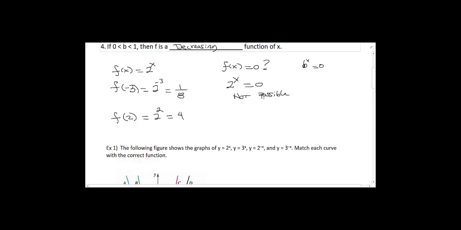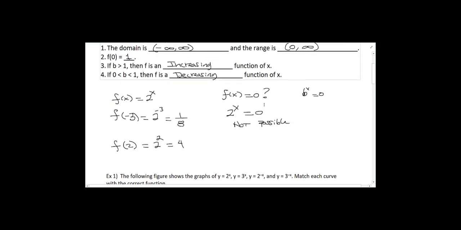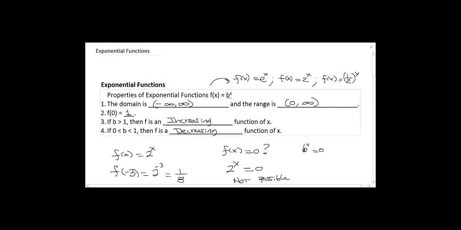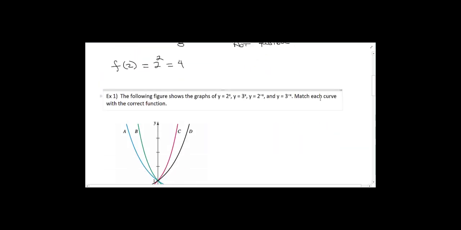And here, notice that y equals 2 to the negative x. Let me come back to the functions that I had written up here: e to the x, 2 to the x, and 1/2 to the x. All the exponents that I wrote were positive. Here I'm giving you some negative exponents, but they're actually not too different. They're just written differently. So y equals 2 to the negative x. What does a negative exponent mean?